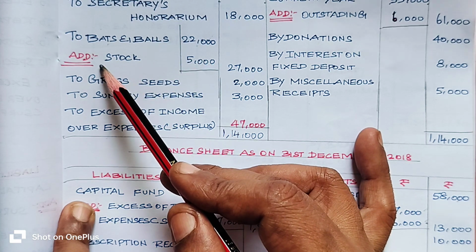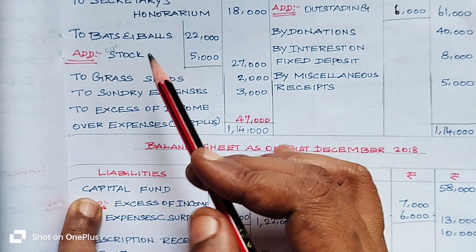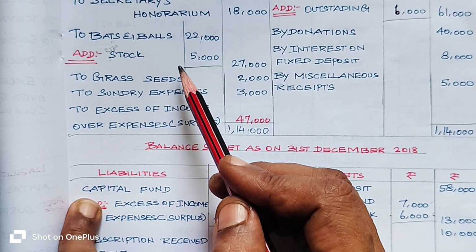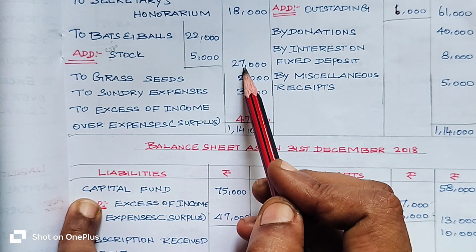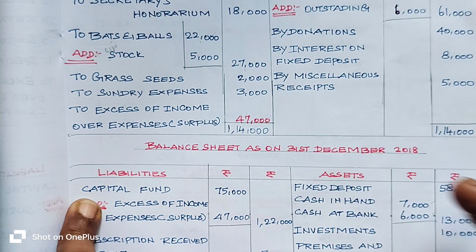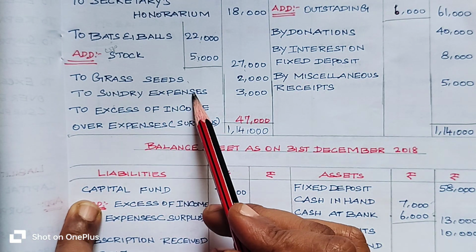We have to add the opening stock of the bats and ball, 5,000. But the closing stock of the bats and ball they didn't give. So for that we have to add both values. We have to enter it on the outer side, 27,000 rupees, and grass seeds is an expense, so sundry expenses are entered here.